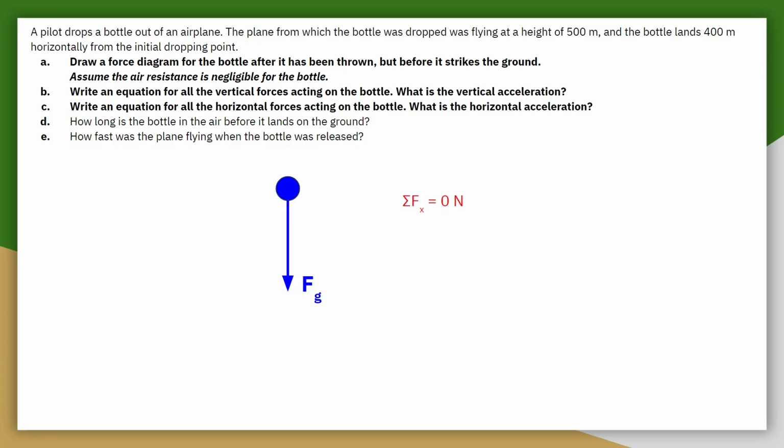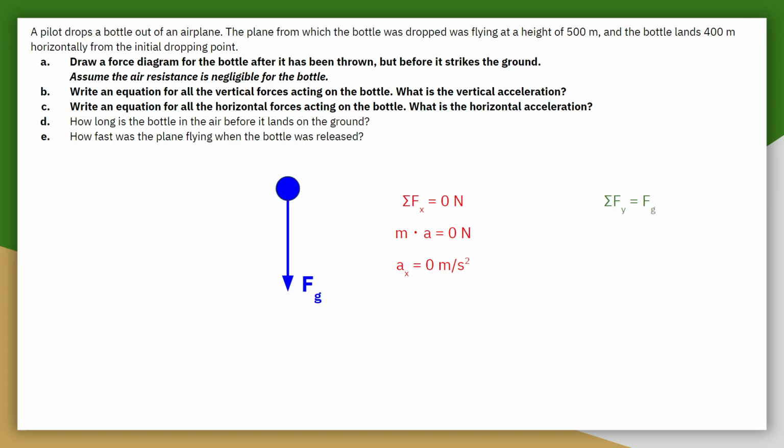The sum of the forces horizontally, part C, would be nothing. There are no forces horizontally. So sigma Fx is equal to 0 newtons. We can write sigma F as mass times acceleration, which would be equal to 0 newtons. Because the bottle has some mass, in order for the mass times our acceleration to equal 0, that means the acceleration horizontally needs to be 0 meters per square second.